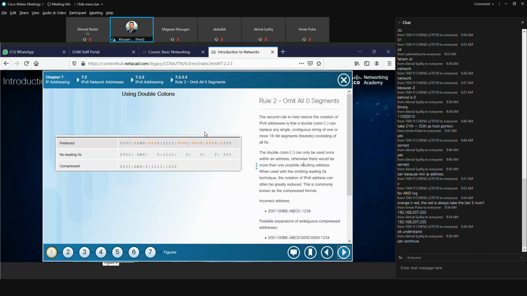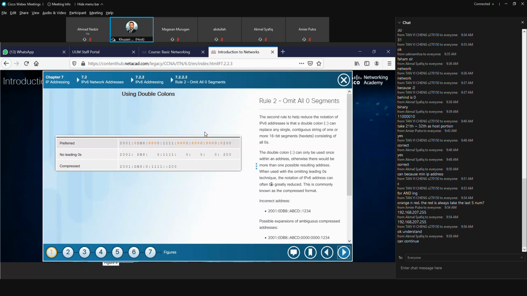Rule number 2 that you can do is to omit all-0 segments. If a segment has all zeros, you can omit it by using just a double colon. You see? Omit all 0 segments, 0000 here.